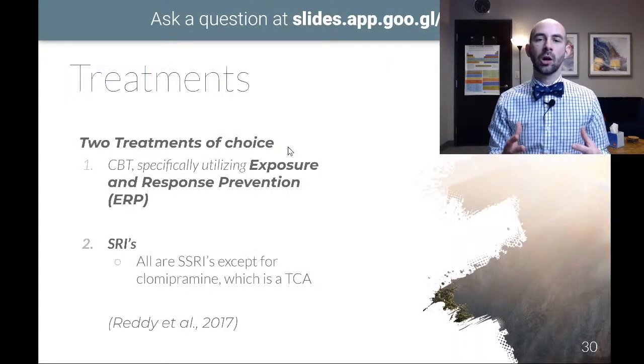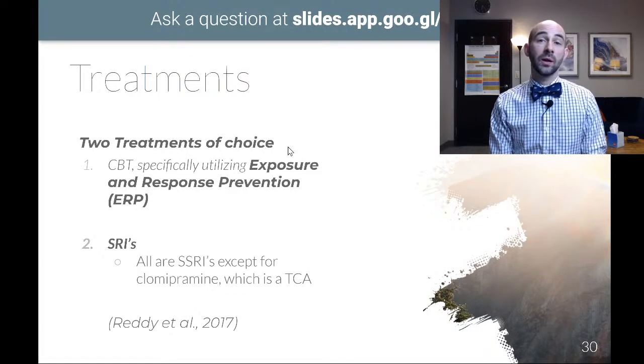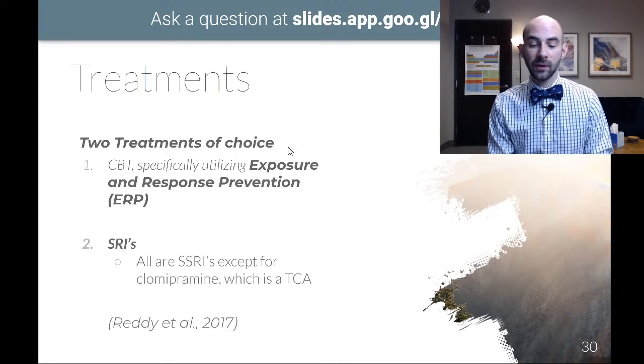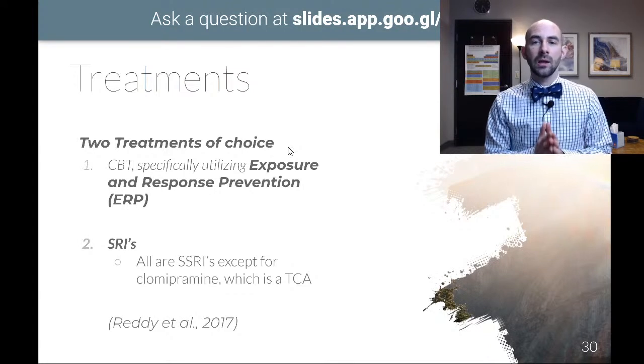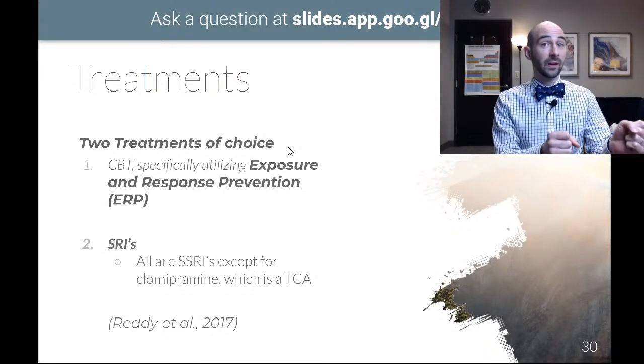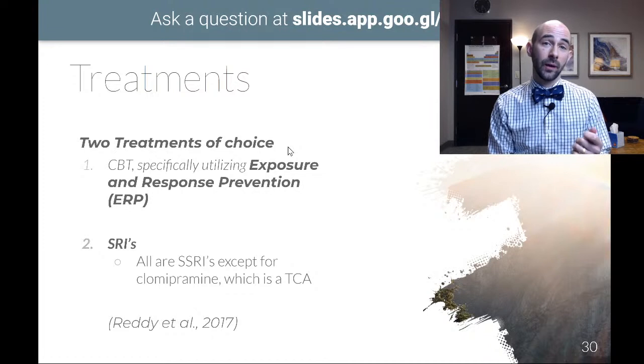So there are really two treatments of choice. Two first line treatments, and one of them is considered the gold standard. The largest effect, typically the greatest benefit when a person can tolerate it. CBT specifically with exposure and response prevention. That's really key. CBT specifically with exposure and response prevention.